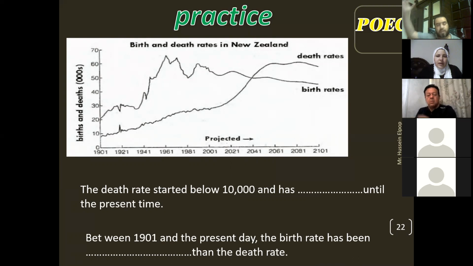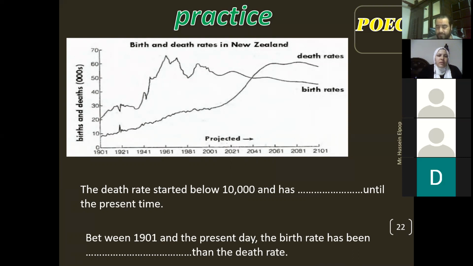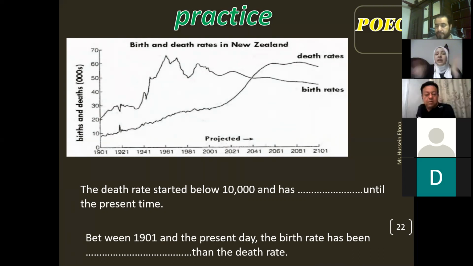Is it, as we said, sharp, remarkable? Is it a slight increase? Slight increase? Remarkable and massive. Gradual. Marked increase. Significantly increased. Dramatic increase. Yeah. Dramatic increase. But we need to use a verb.